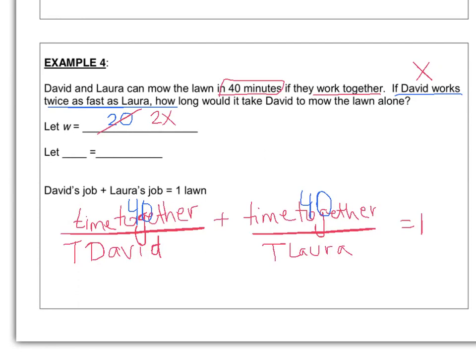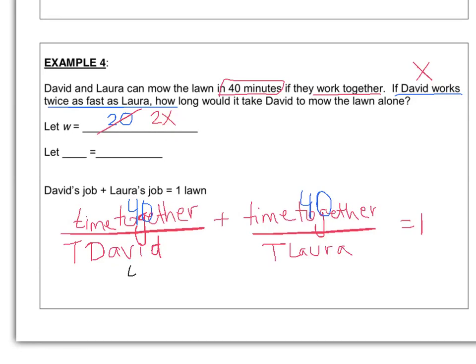Remember, you can always put in numbers to check whether it makes sense or not. So again, if it takes Laura 40 minutes, it takes him half the time, which is 20. So if it takes him, let's say, 10 minutes, it takes her twice the time. That's why it's 2x. So let's rewrite it.